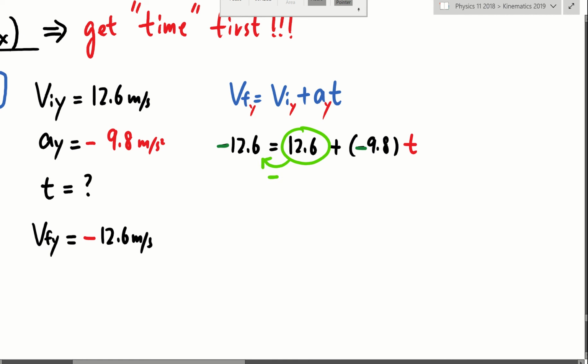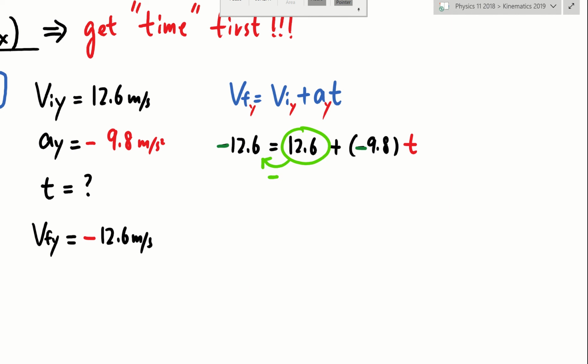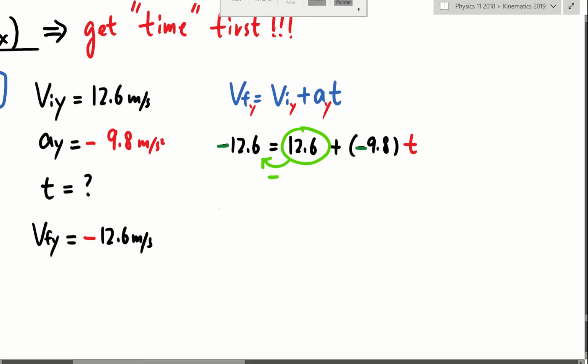Subtract. So you're going to have like negative 2 minus 2, which is just double the negative, right? Become negative 4, for example. So negative 12.6 minus 12.6 is going to be double of that, which is 25.2, I believe. Now, if my math is going funny, please help me out and tell me that. And then we have negative 9.8.